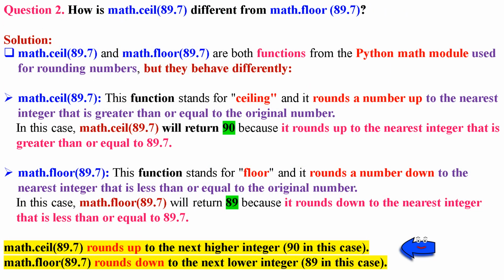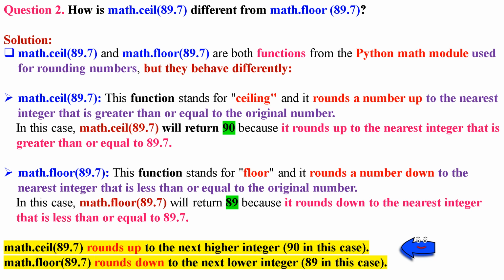Question 2. How is math.ceil of 89.7 different from math.floor of 89.7? Let's see the solution. Math.ceil of 89.7 and math.floor of 89.7 are both functions from the Python math module used for rounding numbers, but they behave differently.